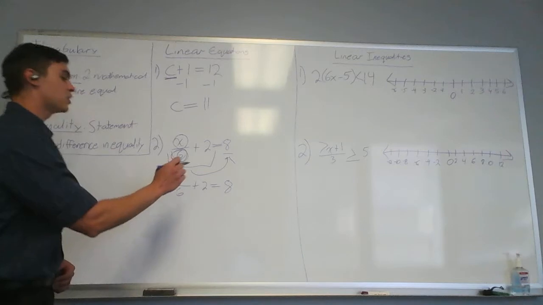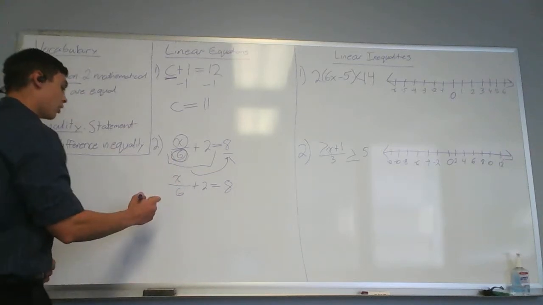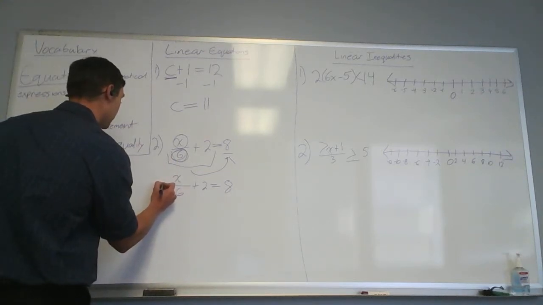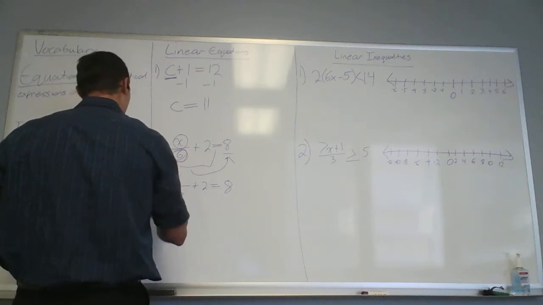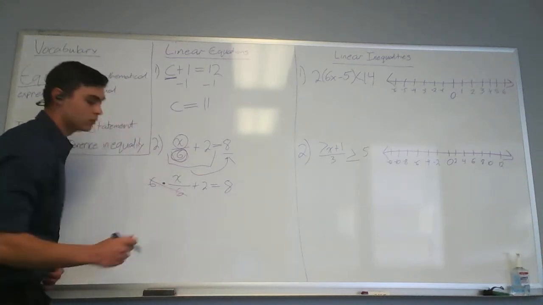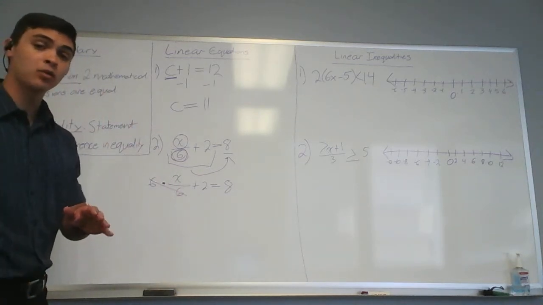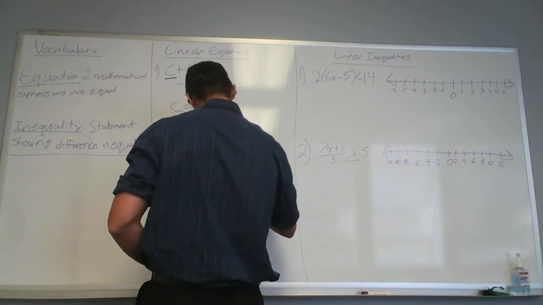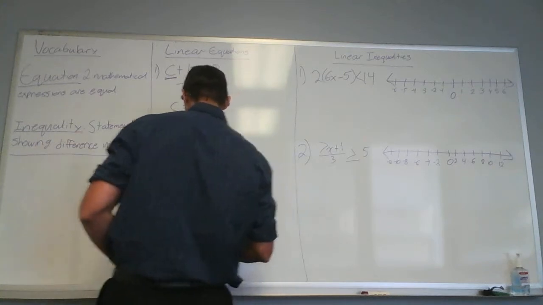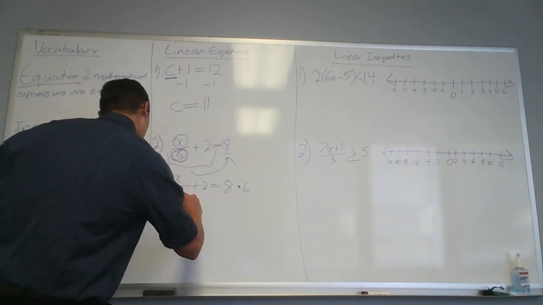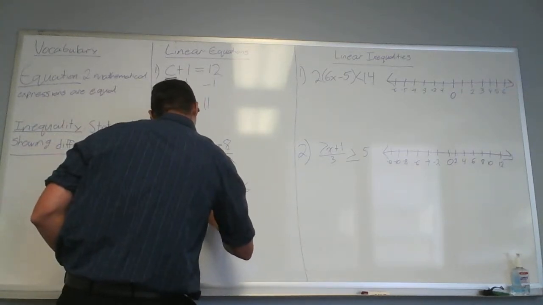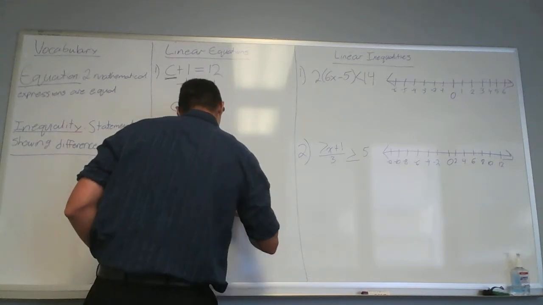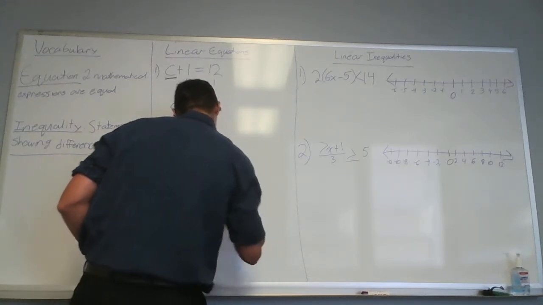So x over 6 plus 2 is equivalent to 8. If we multiply this by 6, then these two cancel out, leaving only x. But remember, whatever you do to the left side, you must do to the right side. So 8 times 6, that leaves us with x plus 2 is equivalent to 8 times 6, which is 48.